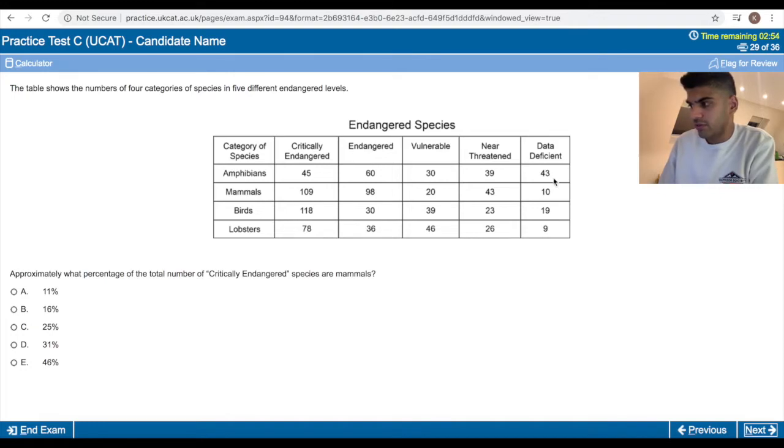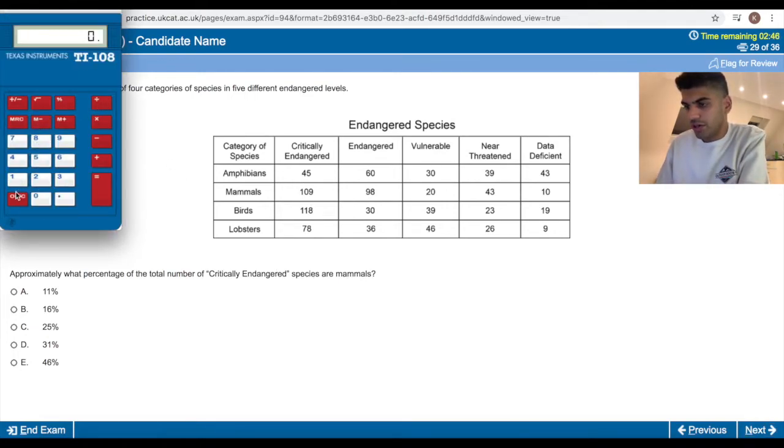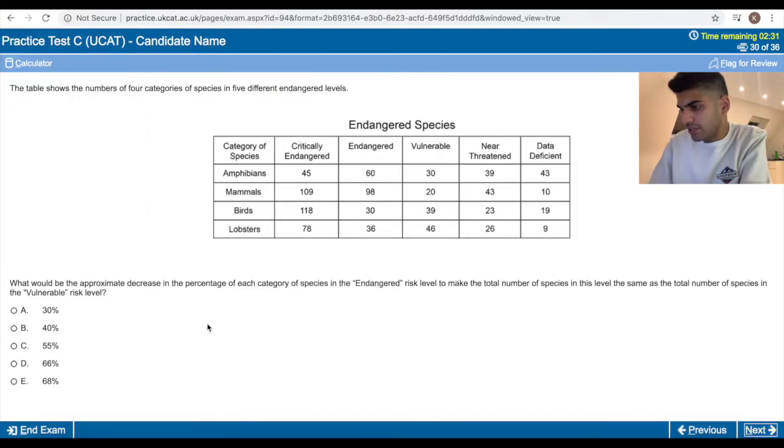Okay, so we've got 7 questions in 3 minutes. You need to work very quickly. Approximately what percentage of the total critically endangered species are mammals? Okay, that's a good question to do. So 109 out of the 45 plus 109 plus 118 plus 78. So 109 divided by 350 equals 31%. Quick. Okay, save time.